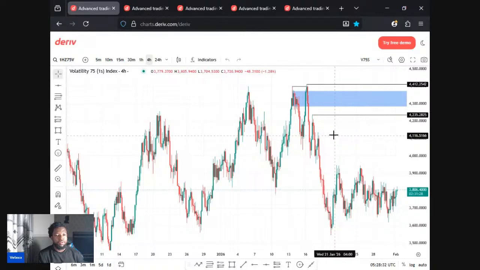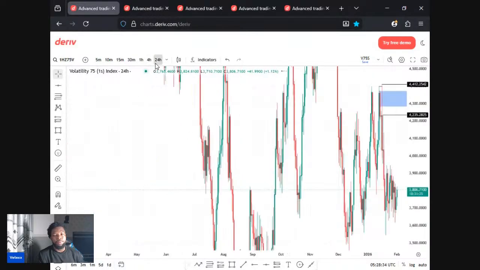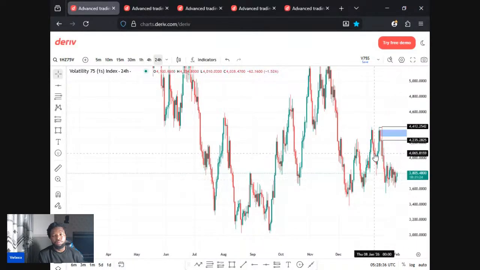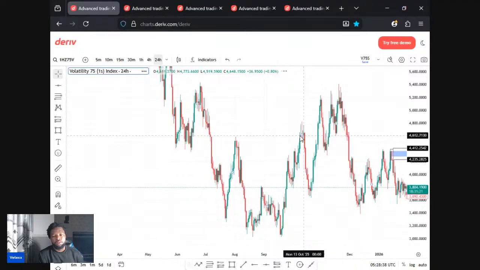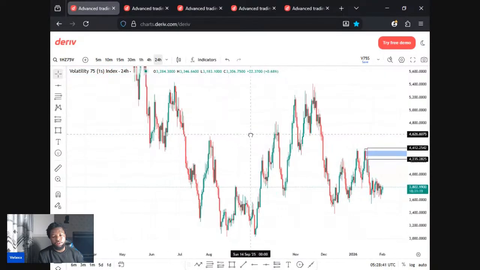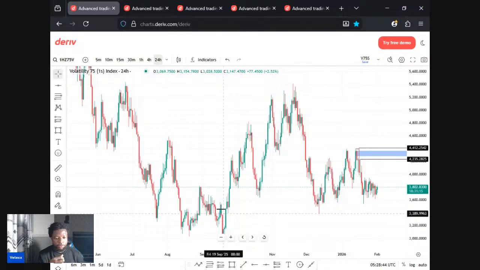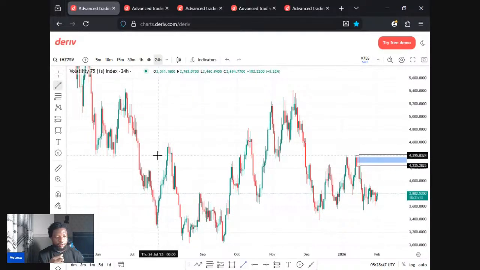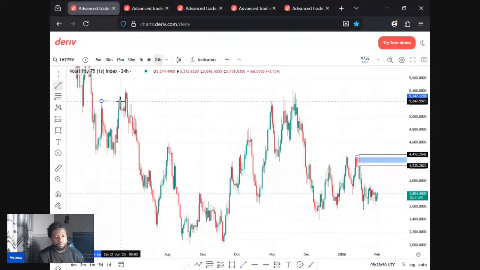So on V75 1S, starting from the daily time frame, we have a sell structure on the daily time frame. Okay, so if you have been following, let's mark this together. First of all, we have our what? Rule number one, sweep of liquidity. Rule number two, we have our first break of structure.